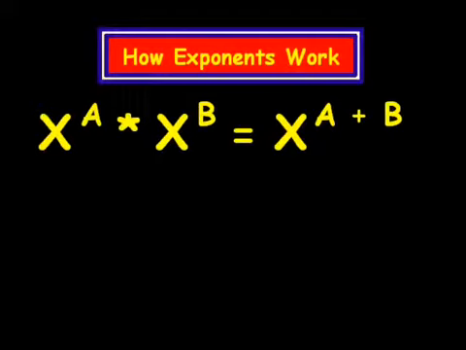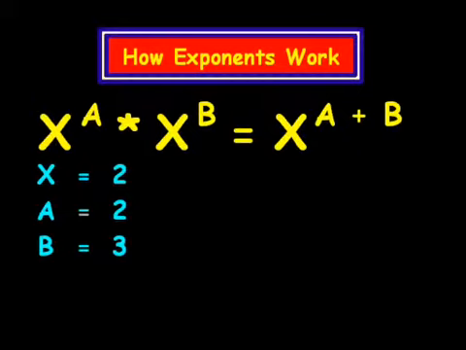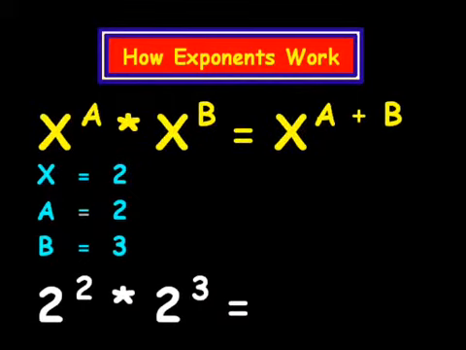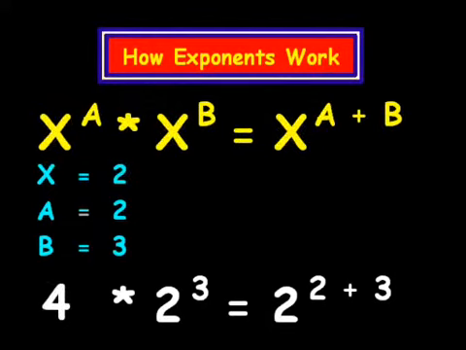Now we're going to run through a simple example of how it works. We're going to have x equal 2, a equal 2, and we're going to set b equal to 3. So for x to the a, that'll be 2 squared. For x to the b, that'll be 2 to the third. And for x to the a plus b, that'll be 2 to the 2 plus 3. Now we can go ahead and start simplifying here. 2 squared is 4. 2 to the third is 8. And 4 times 8 is 32.